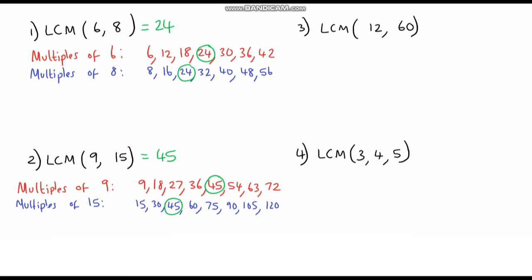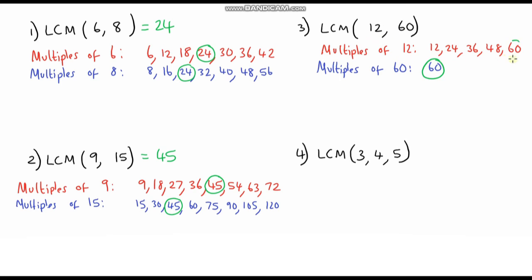Okay, moving on to question 3. So the lowest common multiple of 12 and 60. Now, you may have noticed that I've only written out the first multiple of 60. And the reason is because the first multiple of 60 is also a multiple of 12. So we don't need to go any further. The lowest common multiple of 12 and 60 is 60, and that is because 60 is in the 12 times tables. So our lowest common multiple is 60.